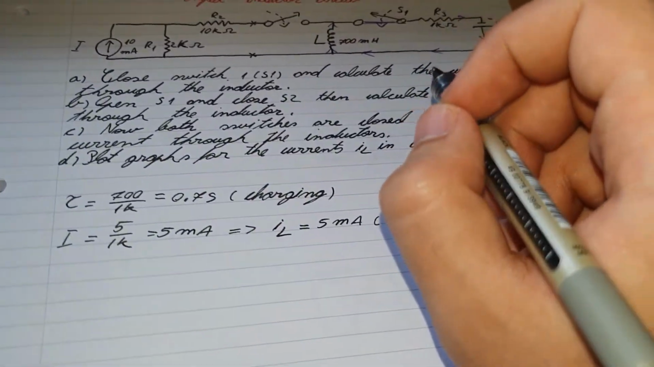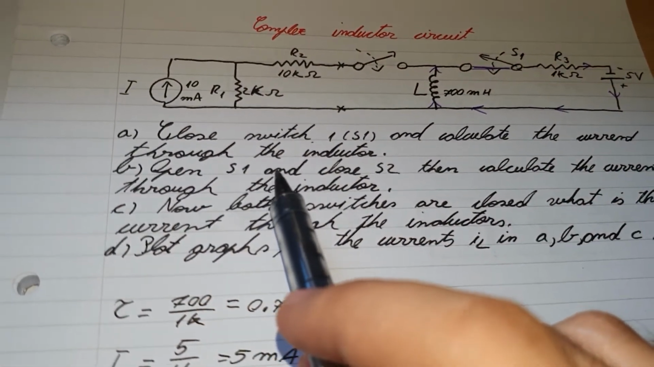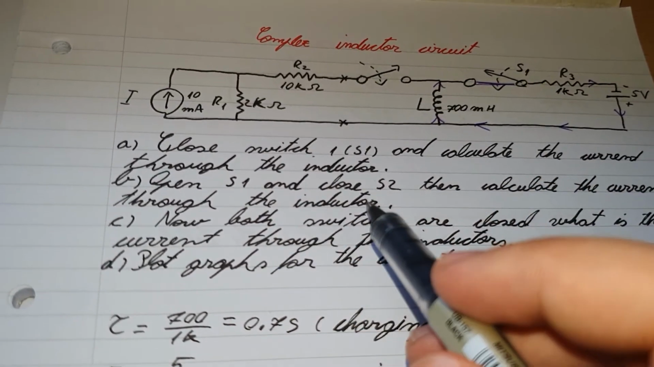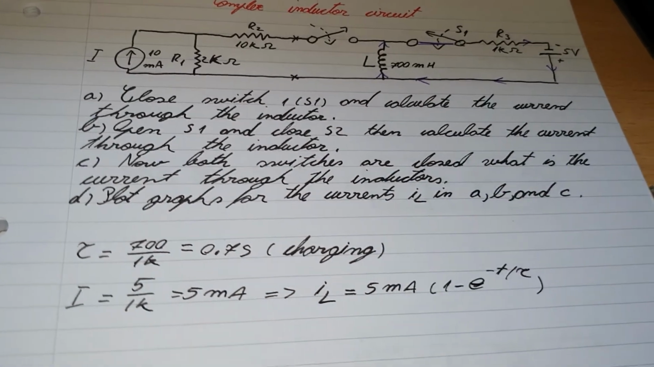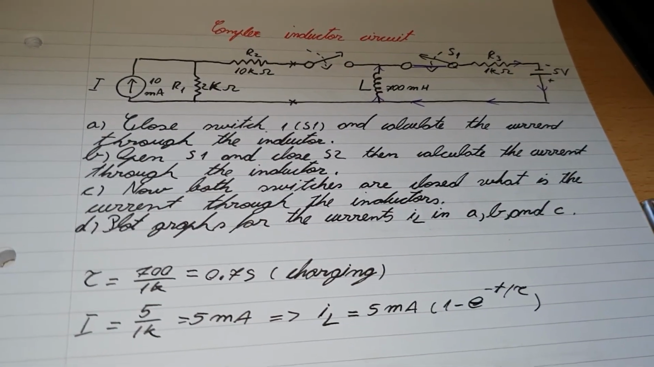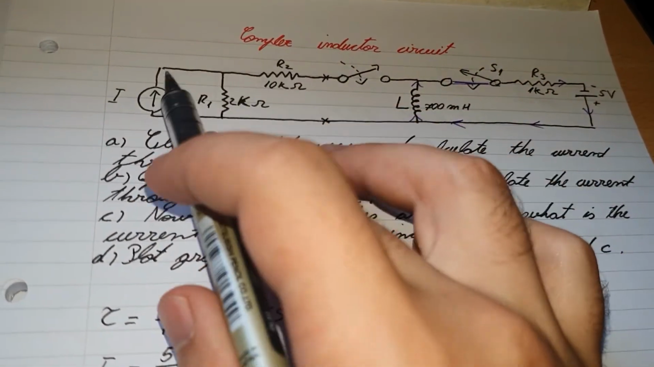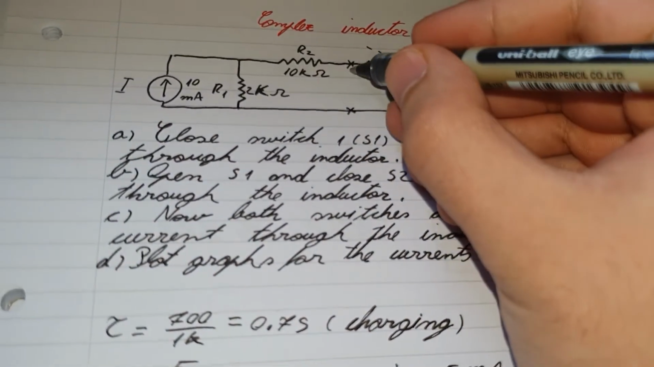Alright, so we did the first part. Now let's do the second part. Open S1, so we are going to reopen this one, make it open again, and close S2, then calculate the current through the inductor. Well, this will be interesting. First, because we can actually simplify this circuit. We don't have to use the current. We can simplify by using Thevenin's theorem.